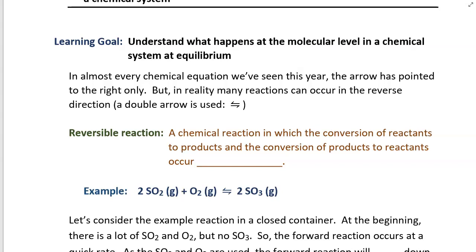A reversible chemical reaction is a reaction in which the conversion of reactants to products and the conversion of products to reactants occur at the same time. Another word that could go on that blank is the word simultaneously.